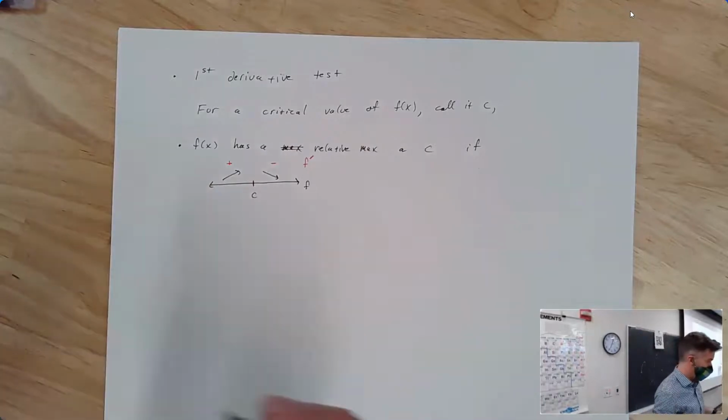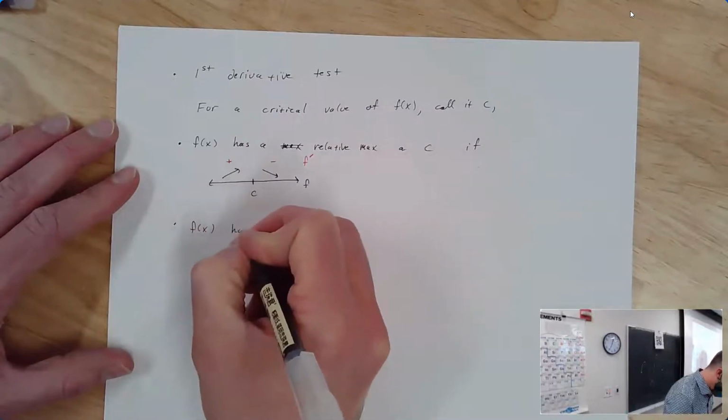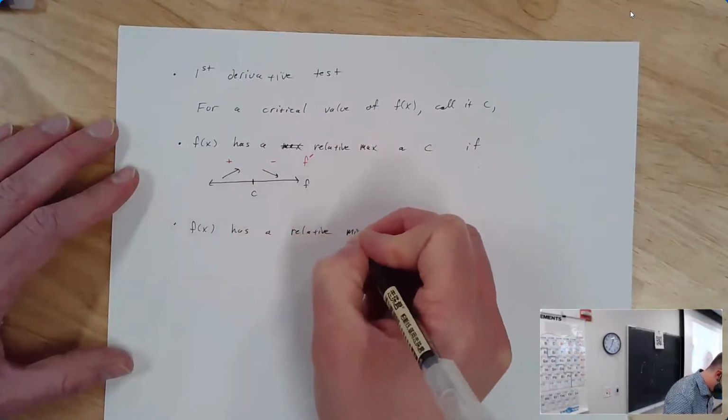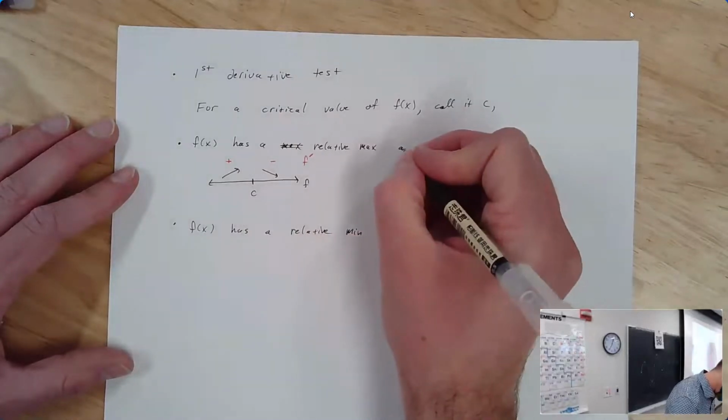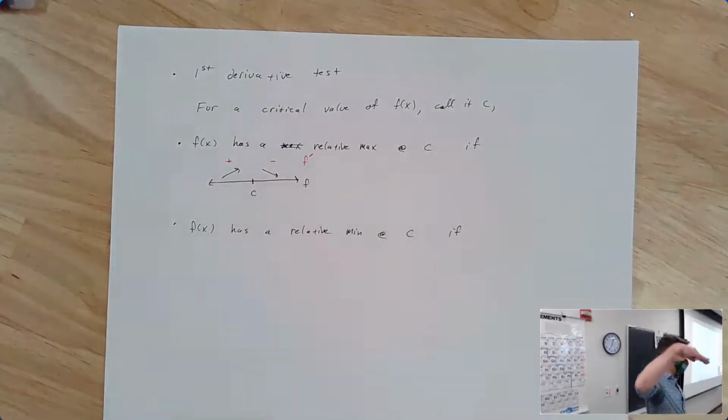And in a similar way, f of x has a relative minimum at c if the opposite behavior occurs. It goes decreasing before c, increasing after c.